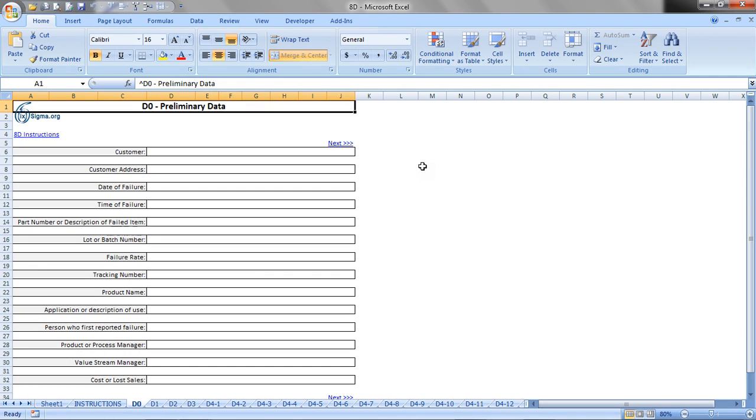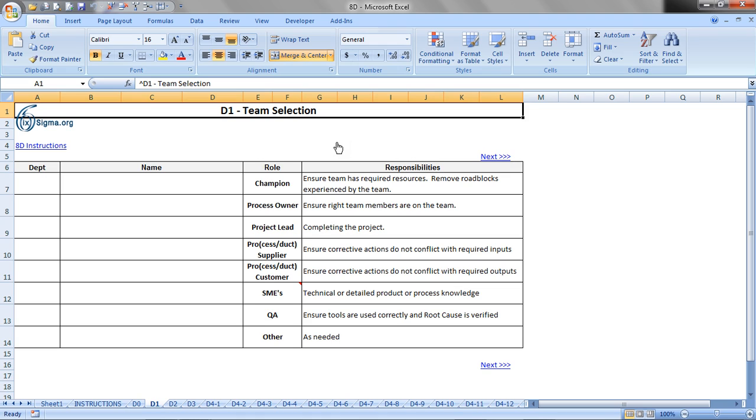Now, back in Excel, we want to migrate from the D0 to the D1 tab, so we just click Next here, and it'll take us over to the D1 tab. And here we want to record the department, the name of the department, and the person who's going to be on the team and their role. And so let's work down these. The champion, that person ensures that the team has required resources and can remove any organizational roadblocks that the team experiences. The process owner, they ensure that the right team members are on the team. This, in many cases, is the person responsible for the manufacture of the part, although not always true, but in many cases it is. There's the project lead, and really the project lead's primary responsibility is to get the problem solved. So completing the 8 disciplines is their primary role.